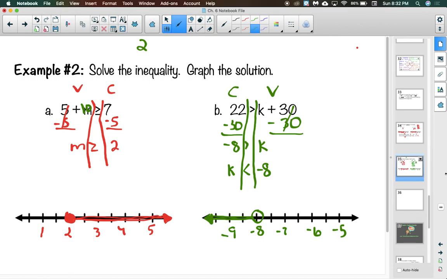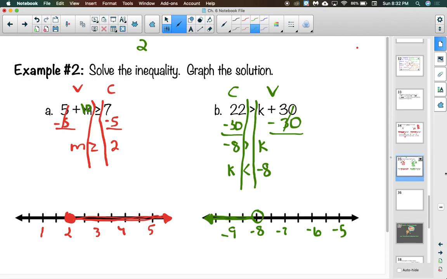One more difference between equations and inequalities, maybe you noticed, I'm not doing a check. With the graph, I'm not going to also force you to do a check. I might just do a check mentally to make sure my answer works. Okay, so think about that, but I won't make you do a written check.